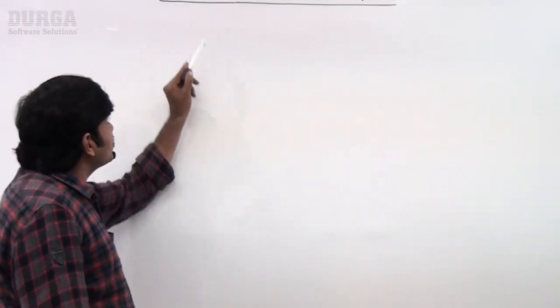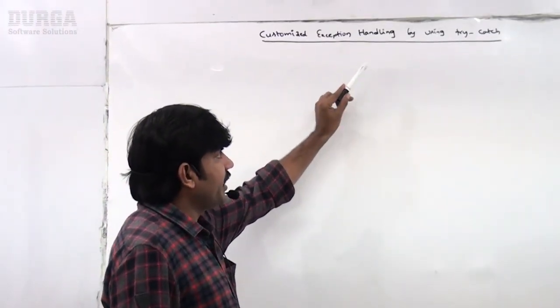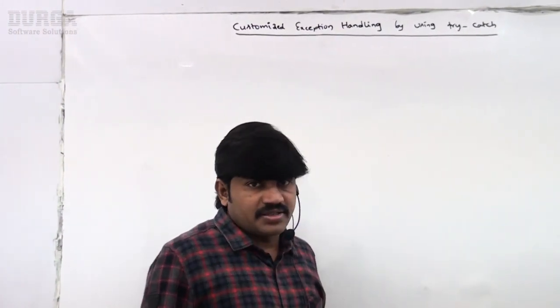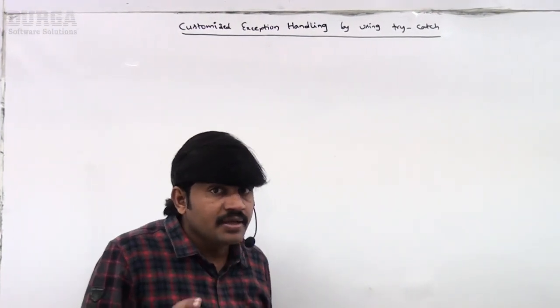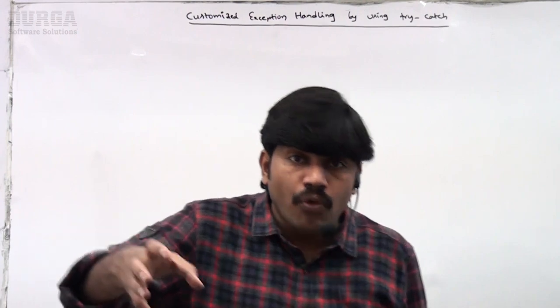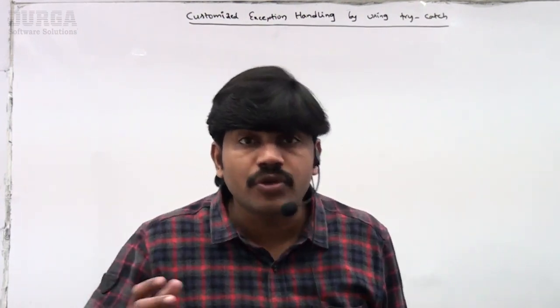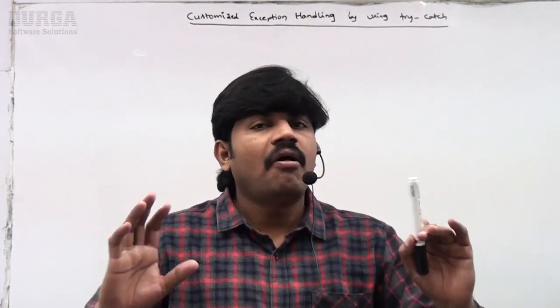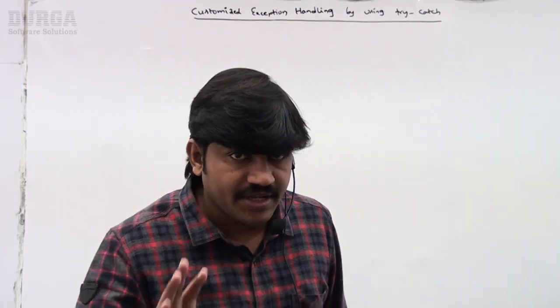Okay, well. What is the next topic we have to discuss? Customized exception handling by using try catch, right? How can you use a try? Which code do we have to take inside the try block? Which code do we have to take inside the catch block? All these things you should get very clearly, right?